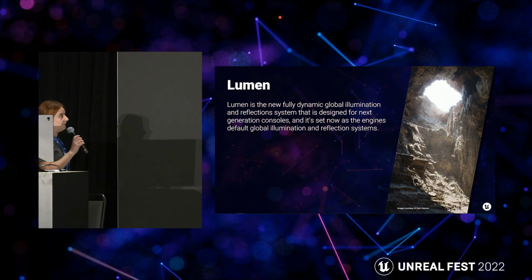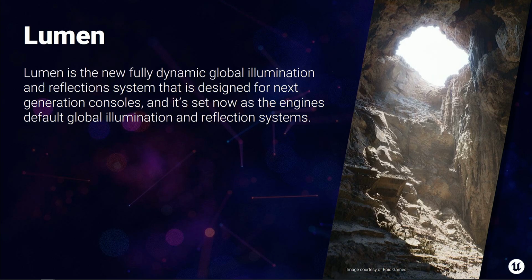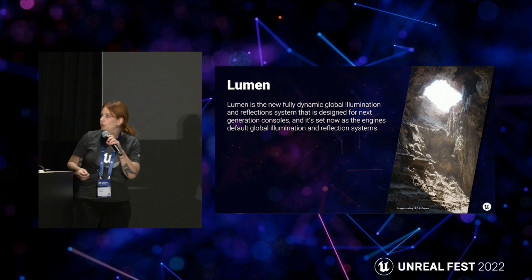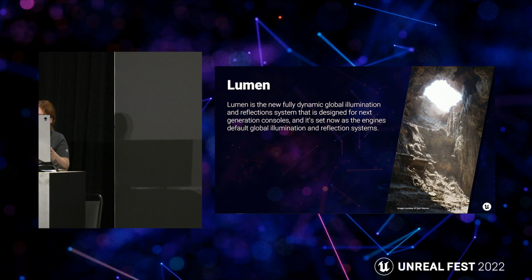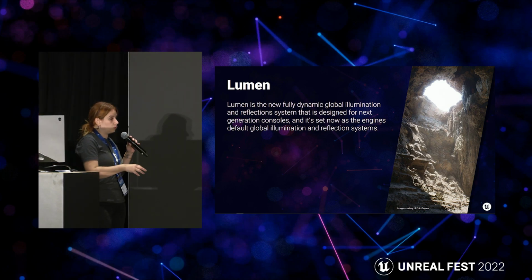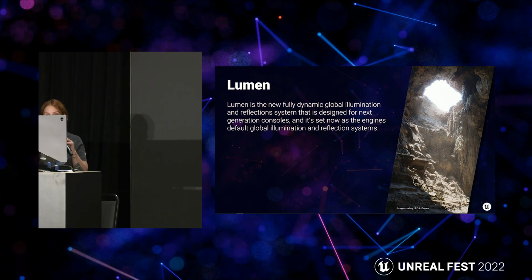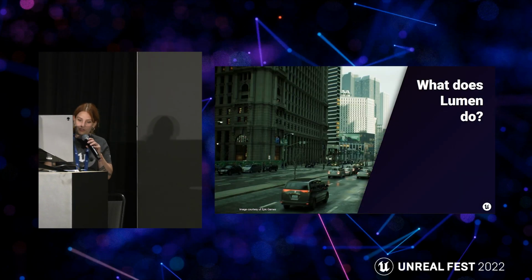So Lumen, as I said, is the new fully dynamic global illumination and reflections system that is designed for next generation consoles, and it's now set as the engine's default global illumination and reflection system. What does this mean? Basically now, if you start a project from scratch, you will find out that Lumen is on. You can change that though. You can still use any of the other ways of lighting if you want to. But if you swap a project from Unreal 4 to Unreal 5, there are a couple of things that you need to take into consideration. And we will see that later on.